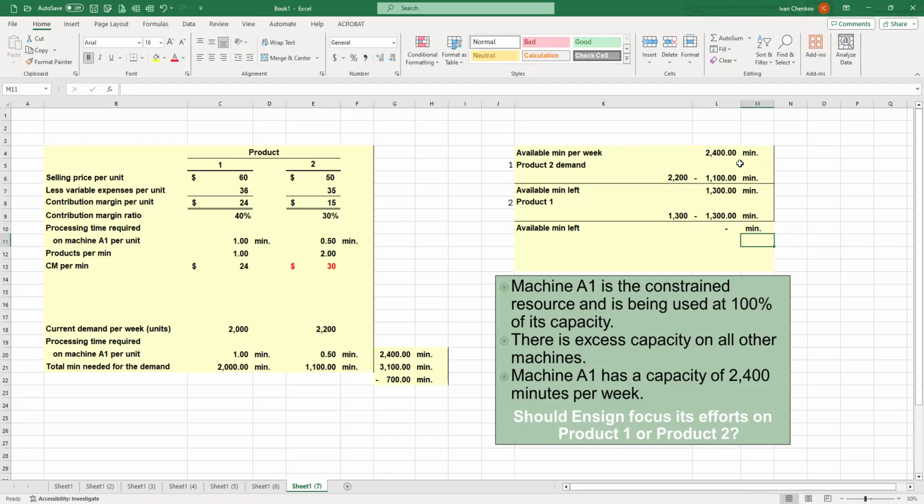So what will be my winning strategy? My winning strategy will be to produce the entire demand for product two, and with the rest of the capacity left for machine A1, produce 1,300 units of product one. Only in that case can you generate the maximum available profit. In any other combination, you're not gonna get anything close to the maximum.